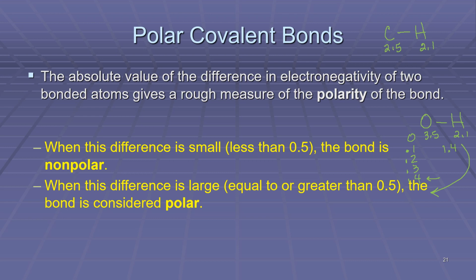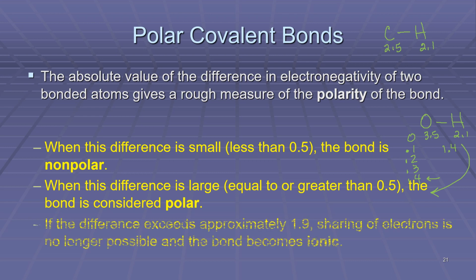And actually, if we look at the whole spectrum, we can look at everything. And so if the difference exceeds, and again, this changes with different books, sometimes they'll call it 1.8, sometimes they'll call it 1.9, some books will say 2.0. So within this range, we're going to go with 1.9. We consider that actually ionic. So for an example here, sodium and chlorine.